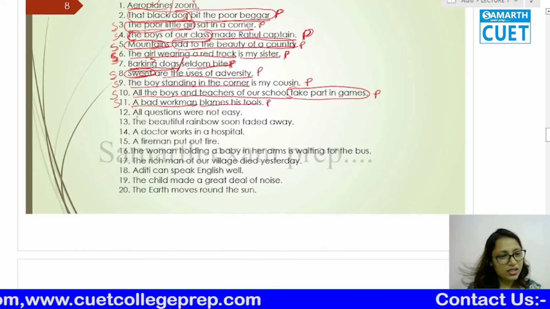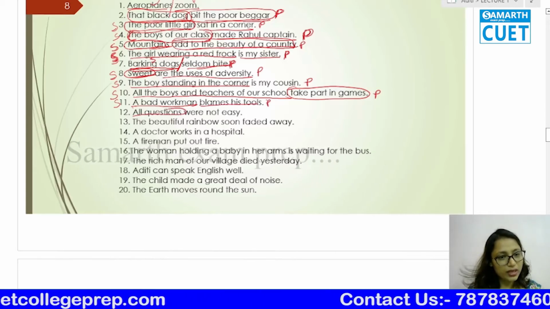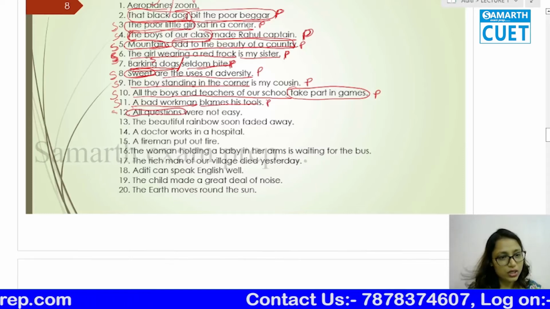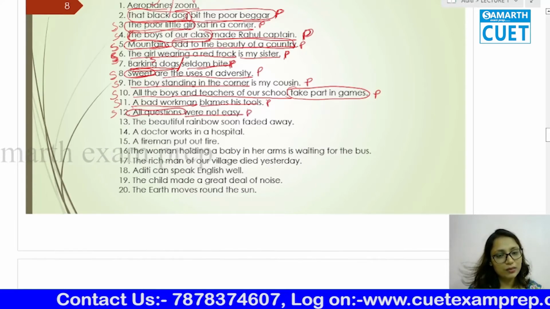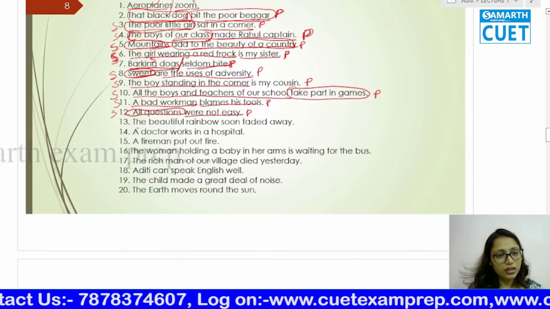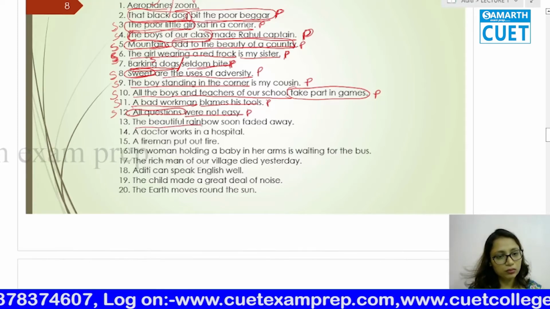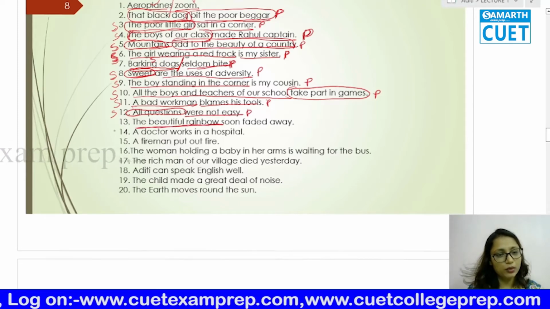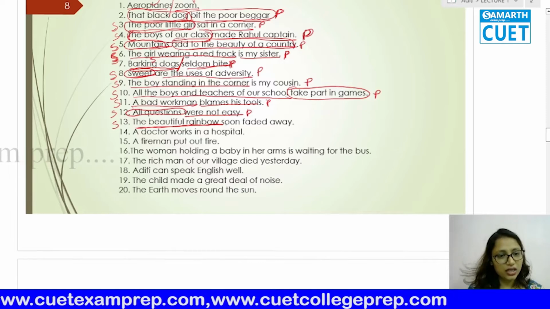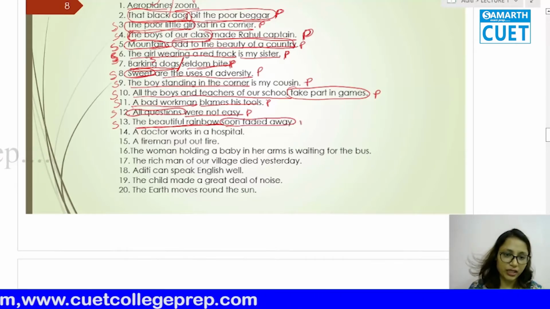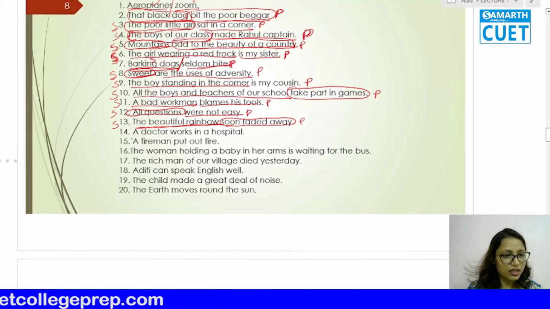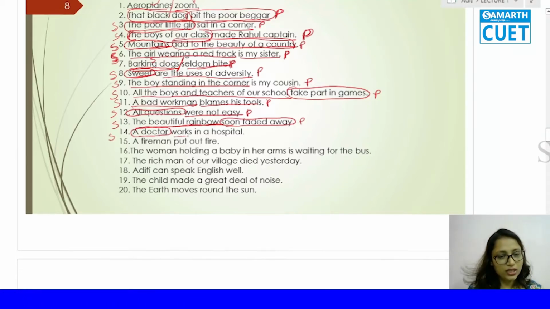All questions were not easy. All questions, what are we talking about? All questions. And what are we saying about it? That they were not easy. So that's a predicate. The beautiful rainbow. What are we talking about? Beautiful rainbow. So that's a subject. And what happened to that? It soon faded away is a predicate. A doctor works in a hospital. A doctor is a subject. And works in a hospital is a predicate.